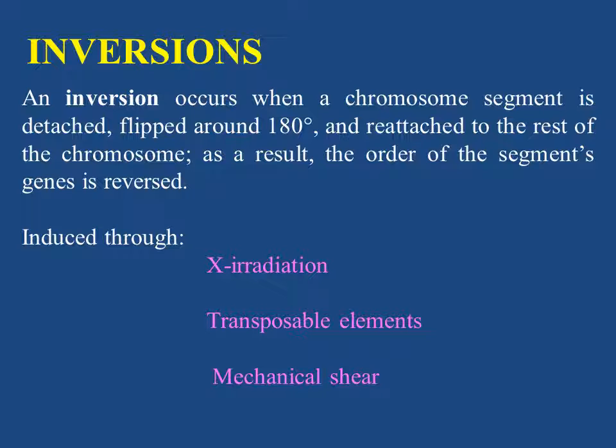One more factor which is responsible for inversion is continuous exposure of chromosomes to X-ray or X irradiations. It may break the chromosome, and the broken piece will be flipped and then reattached to the original chromosomal segment, making the inversions.